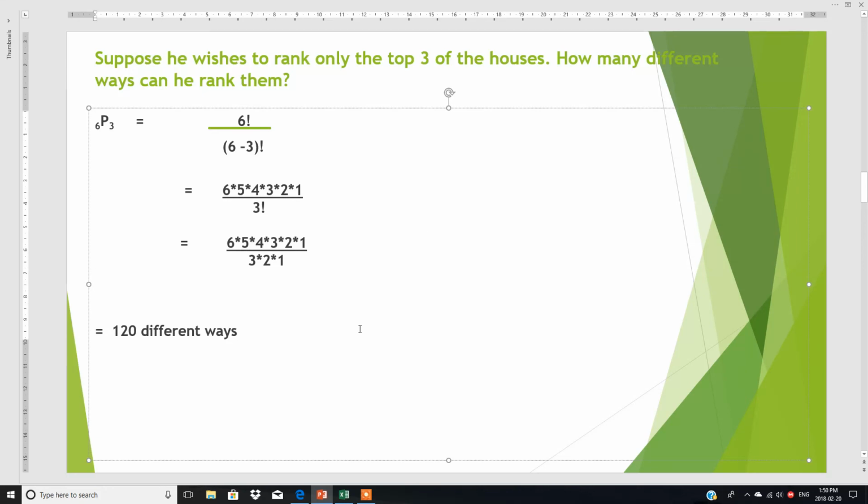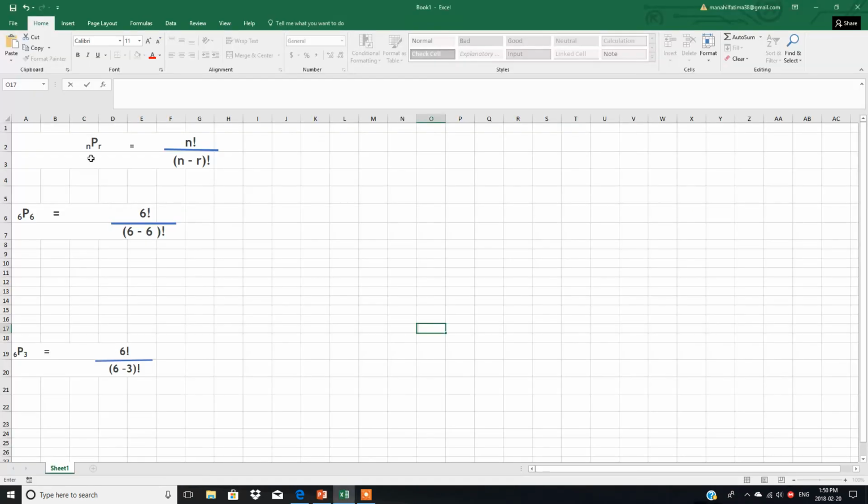Now I will show you both the same examples with the help of Excel. In Excel I have already mentioned: the first is there are 6 houses and he wants to rank all 6 houses in different orders. You cannot write down all these things here, because you can calculate directly. Suppose I want to get the answer here, how many different ways he can rank the 6 houses. So see where you will get the formula.